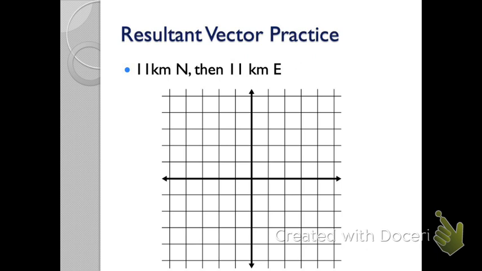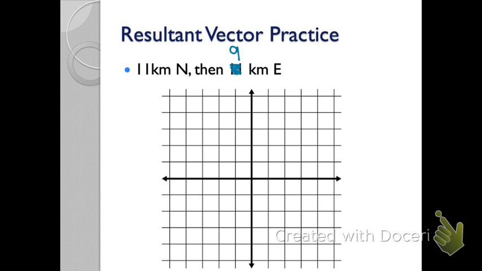This one says they move 11 kilometers north, then 11 kilometers east. Okay, I'm going to change one thing because I just feel like it. Let's make this a 9. I don't want it to be a 45-degree triangle. I want it to be different. So I want it to go 11 kilometers north and 9 kilometers east.